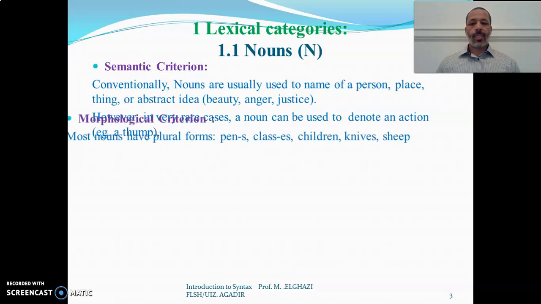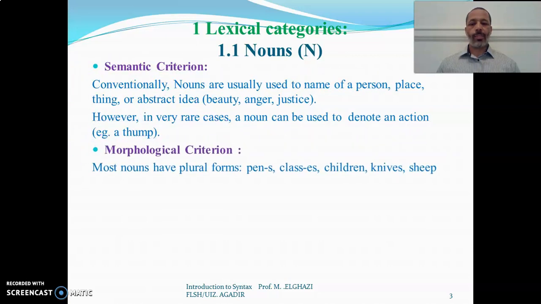Semantically, nouns are usually used to name a person, or a place, or a thing, or an abstract idea, like beauty, anger, justice, and so on. However, in very rare or few cases, a noun can be used to denote an action, like a word like thumb, when you do like this. This is an action which is expressed by a noun. So sometimes some nouns can express actions like verbs.